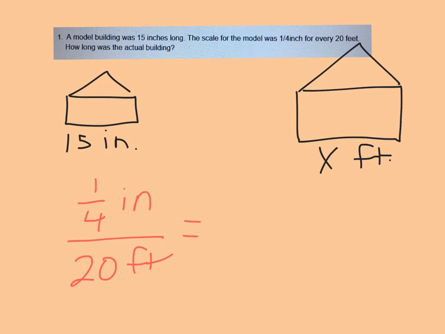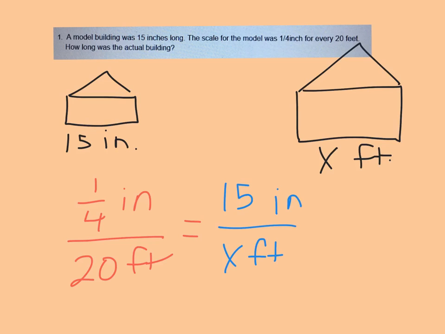All right, so here's my scale: 1/4 of an inch for every 20 feet. I'm just putting 1/4 of an inch on top, 20 feet on the bottom, just how I'm reading it. The scale you can just put in any order, but 1/4 of an inch per 20 feet. Now I'm going to fill in the information from the problem, being careful that I put inches on top and feet on the bottom.